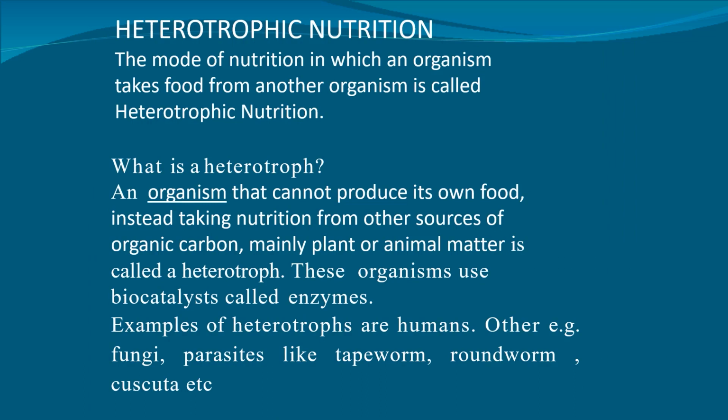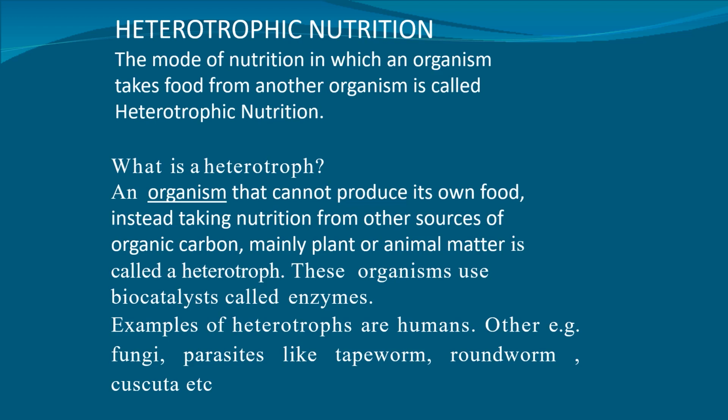But what about non-green organisms? What happens there? In such kinds of organisms, we have seen that they have adopted another mode of nutrition which is called heterotrophic nutrition. The mode of nutrition in which an organism takes food from another organism is called heterotrophic nutrition.